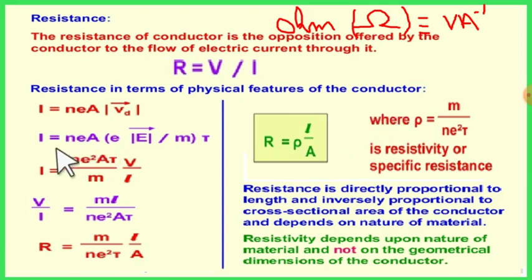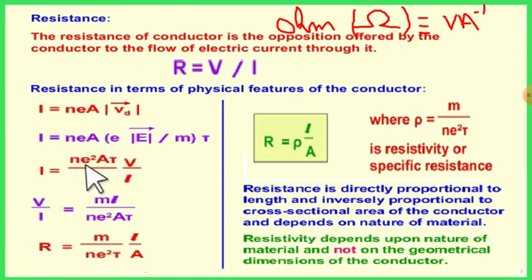Let's see the relation. We know that the relation between drift velocity and the current is I equals nAev_d. Then this drift velocity you can express in terms of E, the magnitude of the electric field. This we have already done in the previous slide, right? So you can express this E again as V by L. Electric field is equal to potential gradient, potential difference by length, or distance.